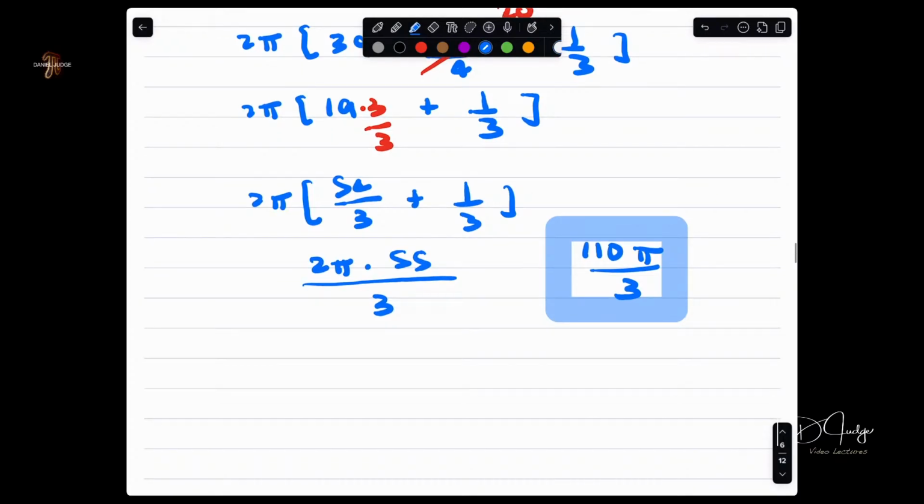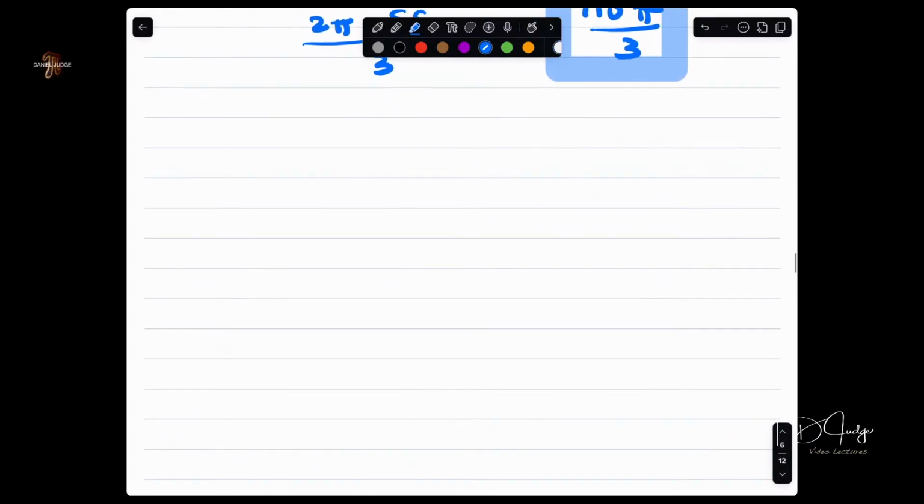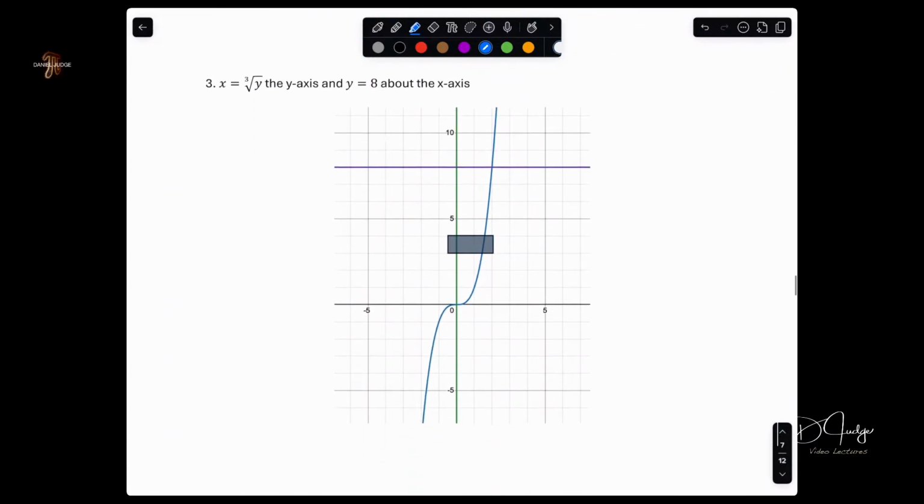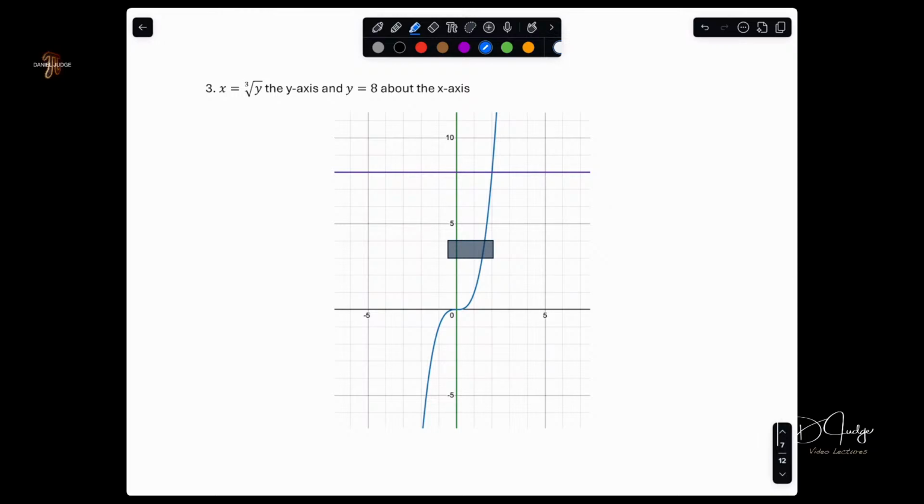Right, you guys can double check. Hopefully we're correct with that one. All right, now we're going to do another question. We're going to revolve around the x-axis. Hopefully we didn't make a mistake in the arithmetic, but the process looks good.